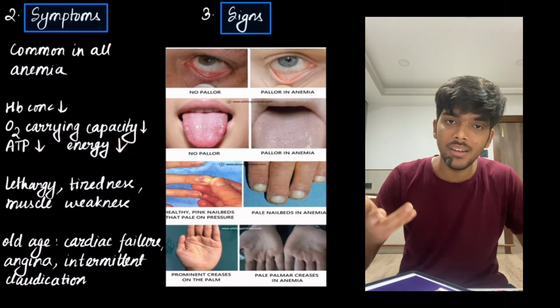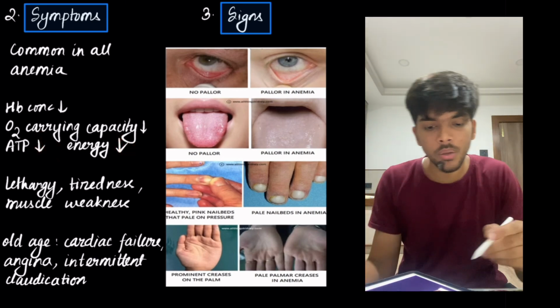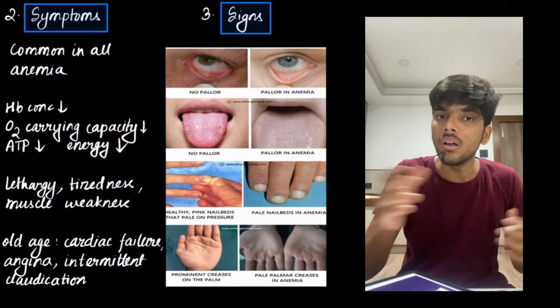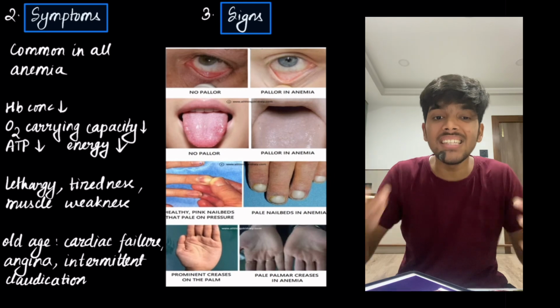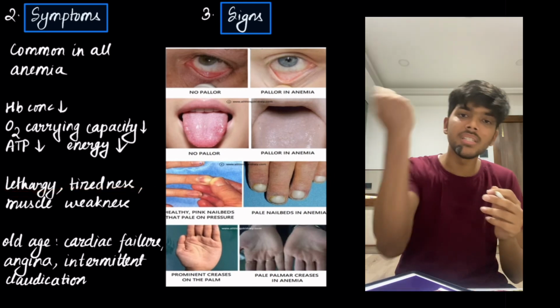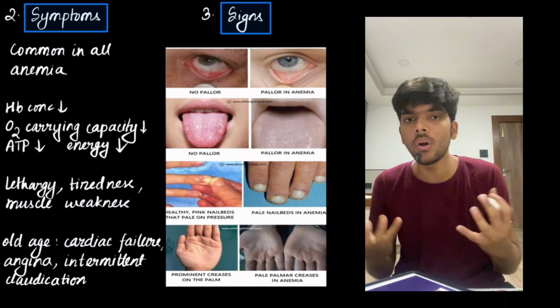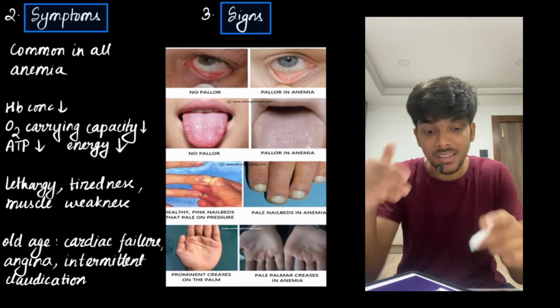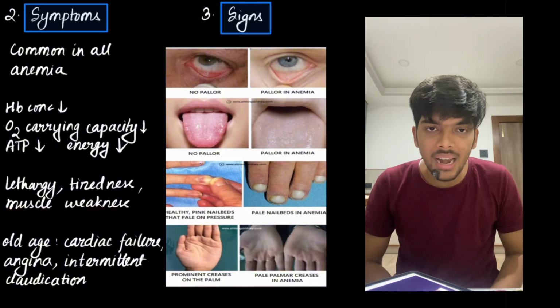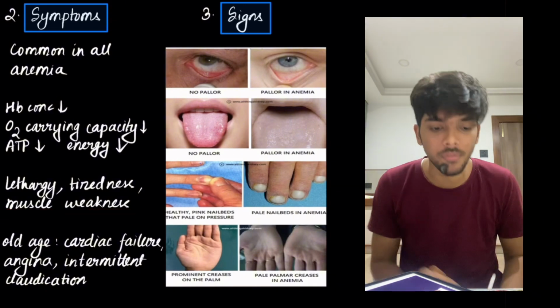Why do you need energy? To do work, to exercise. So if there is less energy, you won't be able to do work for a longer period of time. You will get tired easily. So the symptoms are lethargy, tiredness. For muscle contraction, what do you need? You need ATP. If there is less ATP, you will feel muscle weakness. Muscle contraction won't take place for a long period of time.